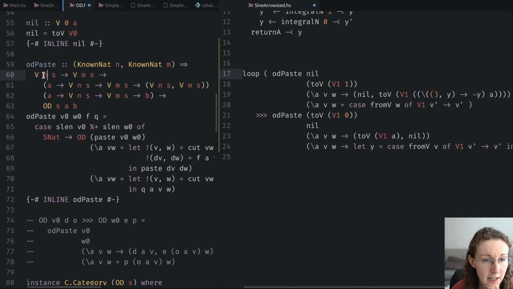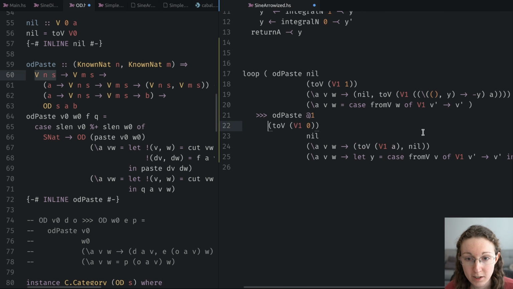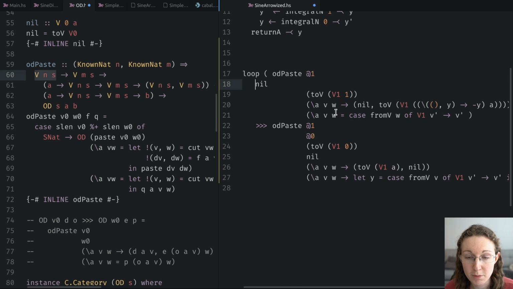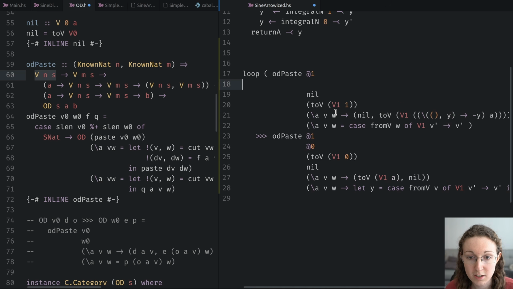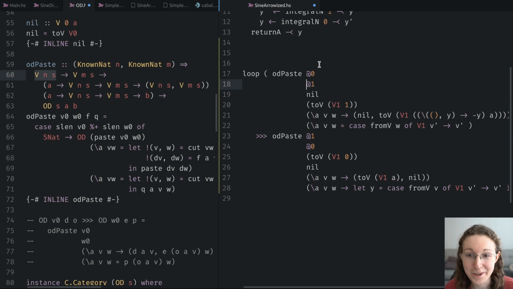So N is the length of the first argument, and M is the length of the second argument. If we look at this first example, we have a v1 as the first argument, which is just a one length vector. So the first argument, N, is going to be straightforwardly 1, and then the second argument is nil, which is empty. So the second type level argument here is going to be 0. And the inverse is true over here. The first type level argument is 0, and the second type level argument is 1.